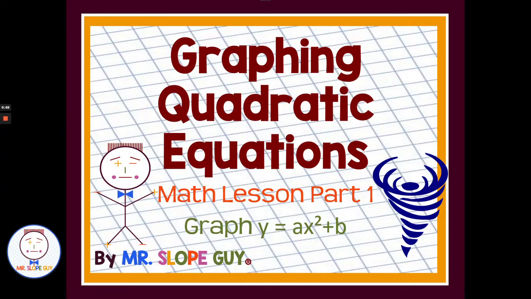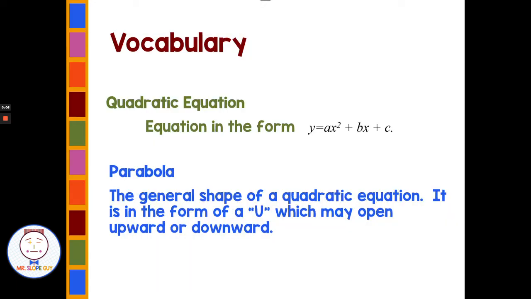Today we're going to look at graphing quadratic equations. A quadratic equation is in the form y equals ax squared plus bx plus c. We have this exponent of 2 that makes it a quadratic. And a parabola is the general shape of a quadratic equation. It's in the form of a U, which may open upward or downward.